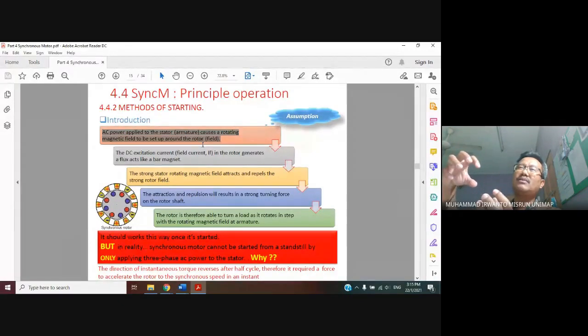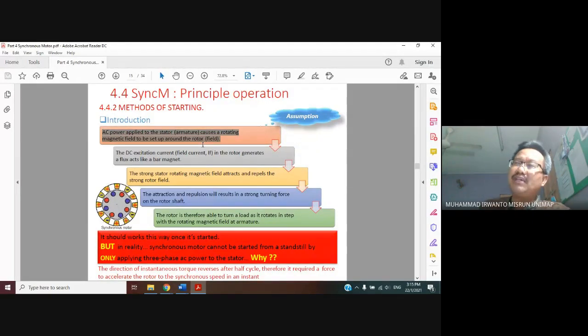Because the rotor is constructed the same way, the pole type of the rotor is also a salient pole, meaning we have a bar magnet on the rotor.